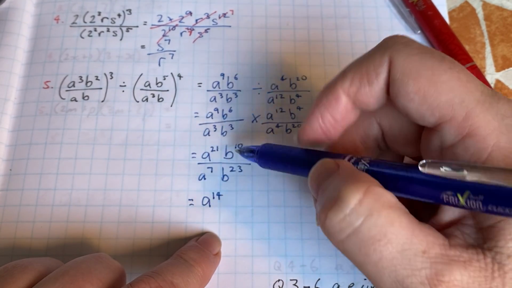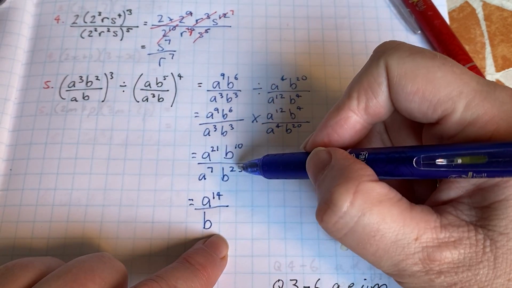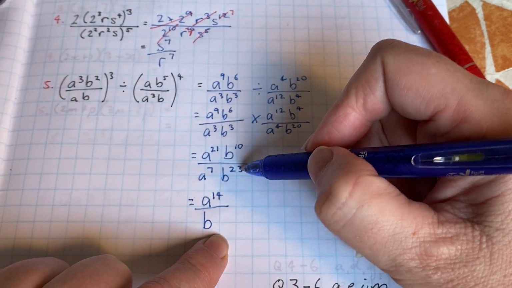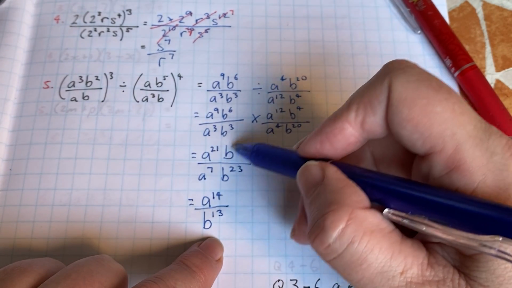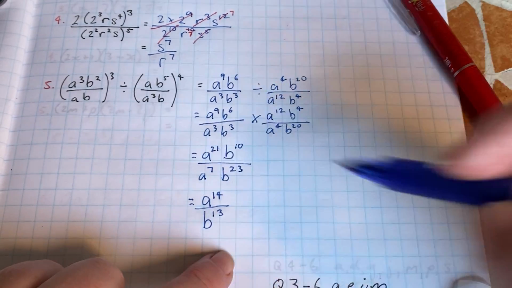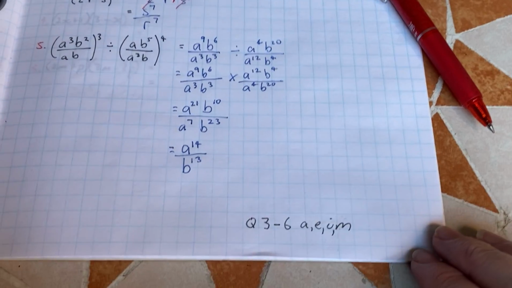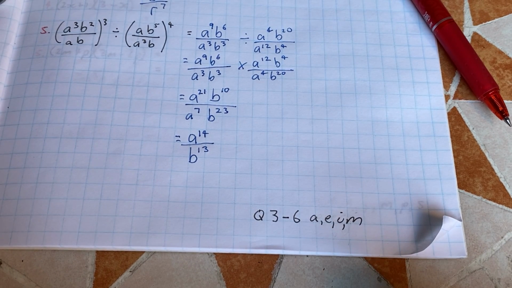With my b's, I've got more in the denominator, so I'm going to put them down there. Subtracting the powers, 23 minus 10 is 13. I've cancelled these 10 with 10 of these, leaving 13 there. Again, they're quite tricky. I haven't set too many. Questions 3 to 6, A, E, I, and M from each one.